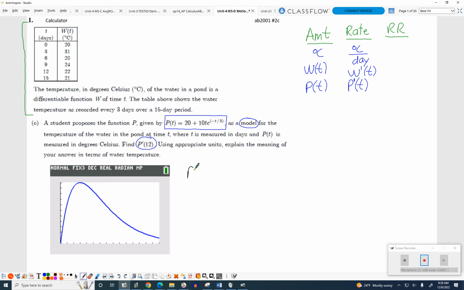P prime of 12 is going to equal the derivative of P at a time of 12. That's what you have to write on your paper to get points.